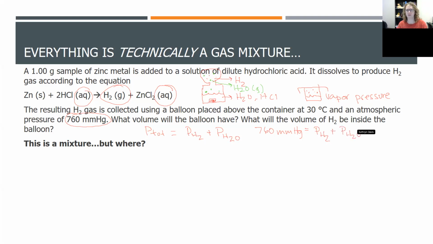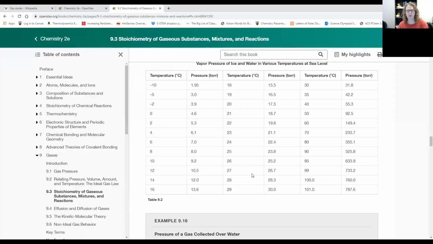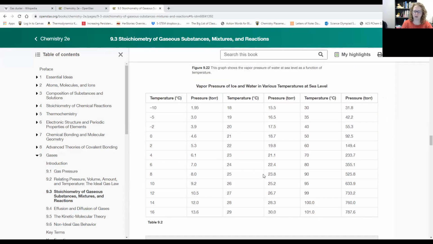Because this is such a common occurrence, people have looked at this and they've made tables. What I want to show you is a table in your textbook that is in chapter 9. In this textbook, there's the vapor pressure of ice and water at various temperatures. What that just means is I've got a closed container and it's either got water in it with vapor over it, or it's got a block of ice in it and there's always gas over it. People have measured at different temperatures what it is.